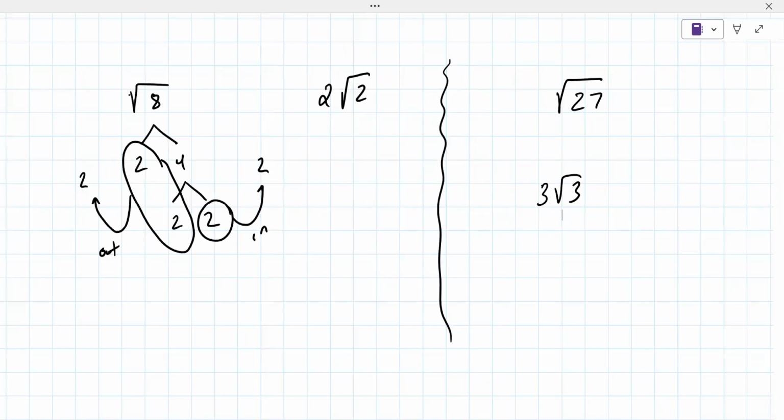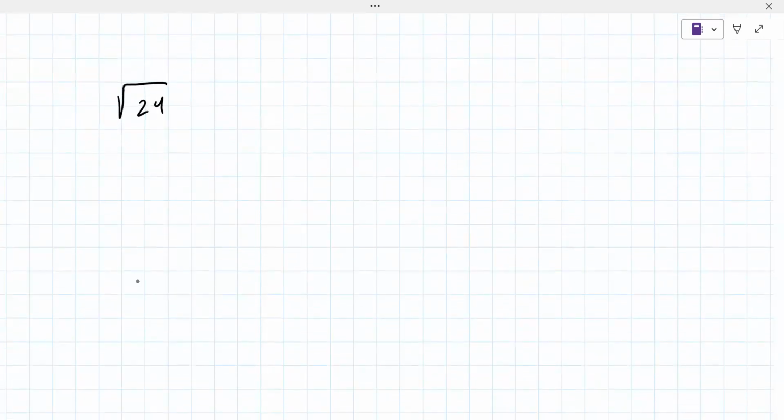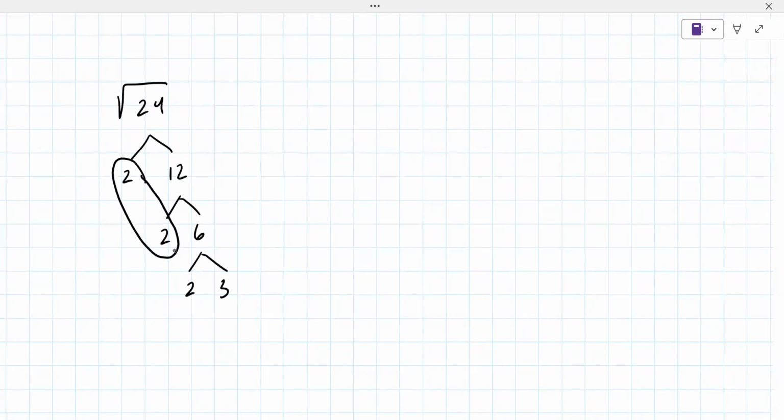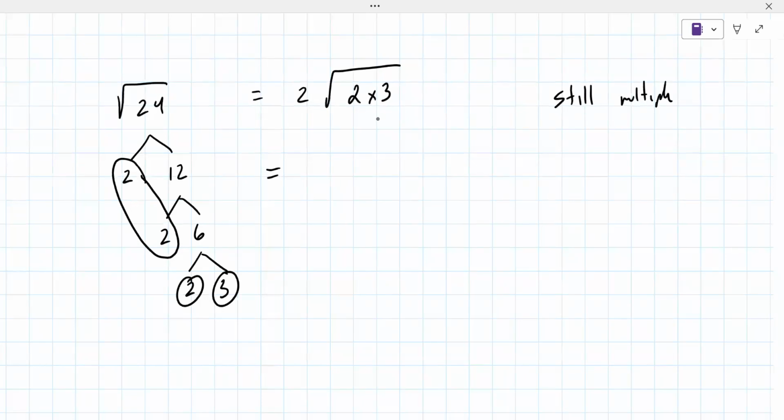Okay. Where to go from here? I kind of alluded to that earlier. Let's look at the square root of 24 together. So this is 2 and 12, 2 and 6, 2 and 3. Do you have a pair? Yes, I have a pair of twos. So that goes on the outside. What goes on the inside is this 2 and this 3, 2 times 3. Whether you bring numbers out or leave them in, they're still multiplied. So you do 2 square root 6. Oh, I see. You still multiply them.